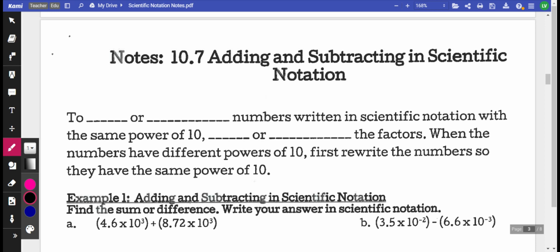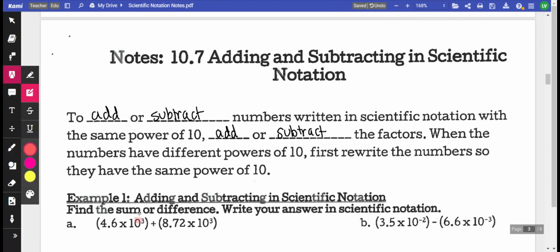10.7 Adding and Subtracting in Scientific Notation. To add or subtract numbers in scientific notation with the same power of 10, add or subtract the factors. So that one is like problem A, where you have a 10 to the third power and 10 to the third power. Because they are both the same, that would allow you to just add the factors.